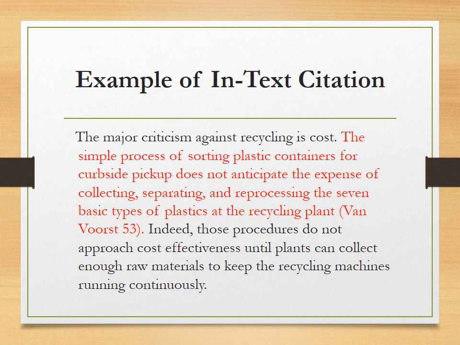So here we have an example. The major criticism against recycling is cost. And this is the quote part. The simple process of sorting plastic containers for curbside pickup does not anticipate the expense of collecting, separating, and reprocessing the 7 basic types of plastics at the recycling plant. Now you might say, I don't see any quote marks, and you are right. No, instead, this is information that they got from this very nice person named Van Verst on page 53 of their works cited page.